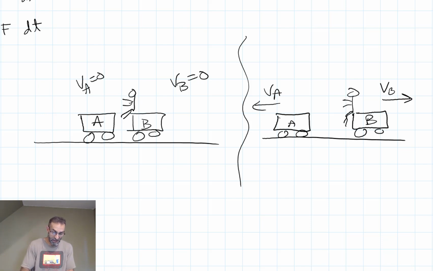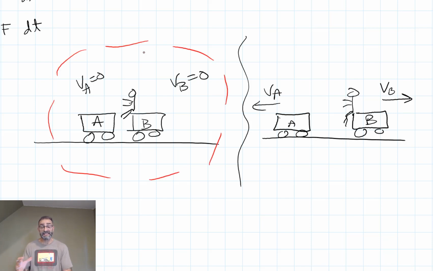But what if we choose this as our boundary? What if we choose both carts and the person? Everything is in the system. So now nothing crosses that boundary. All the forces are internal to the system. Now we can use momentum conservation to calculate what's going on.